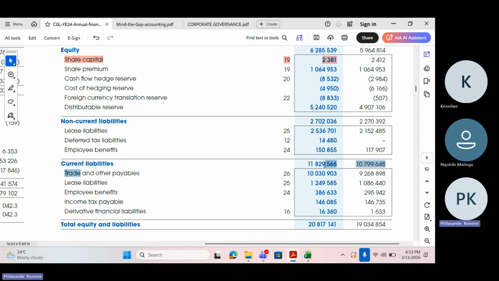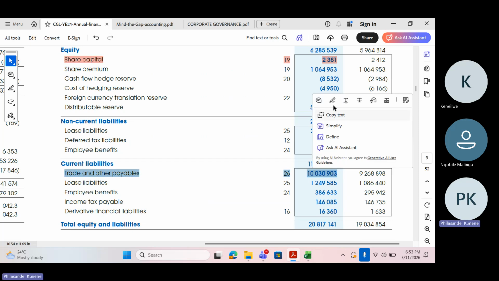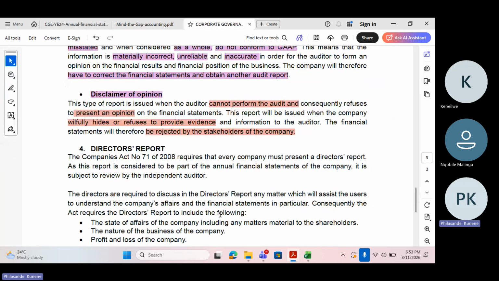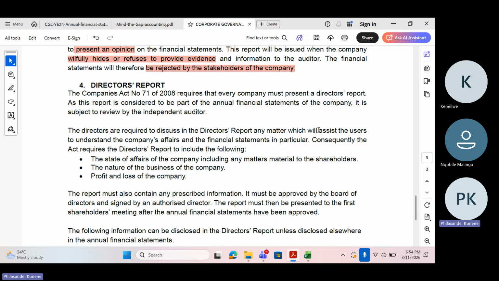There is trade and other payables here, 10 million and 30,000. You need your creditor statements to indicate the balance, to say you are owing people 10 million and 30,000. Can I prove that? You can't. They just can't provide anything, these people. They cannot give us anything. I will just issue a disclaimer. I will not even do an audit. I will stop and say, okay, fine, I give them a disclaimer. I will not even issue an audit report because I cannot do anything.